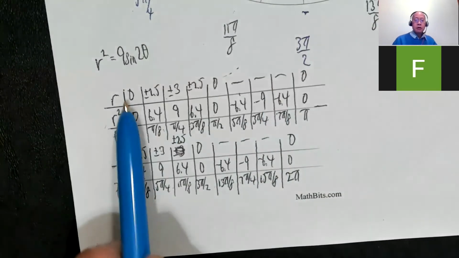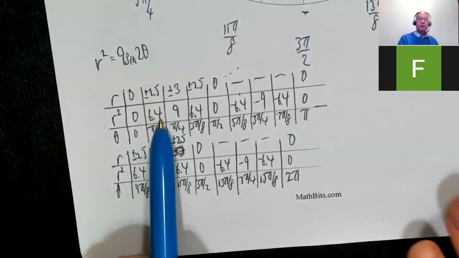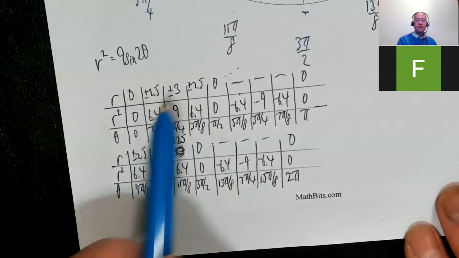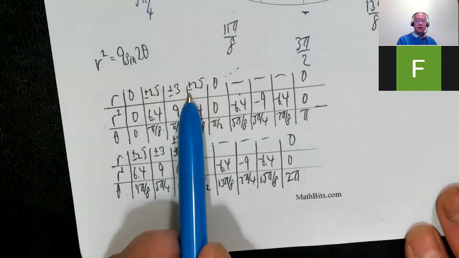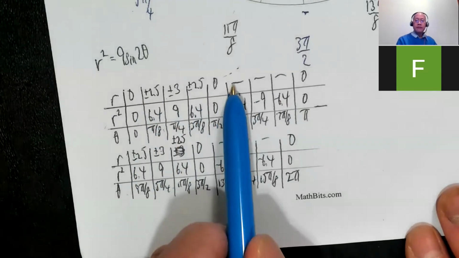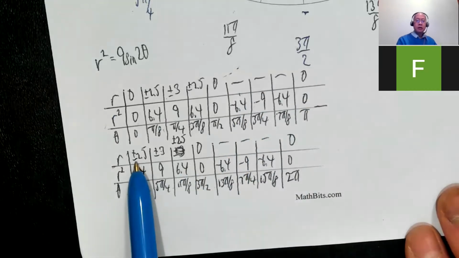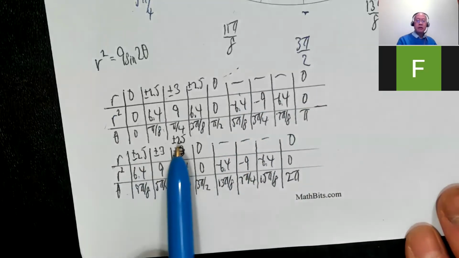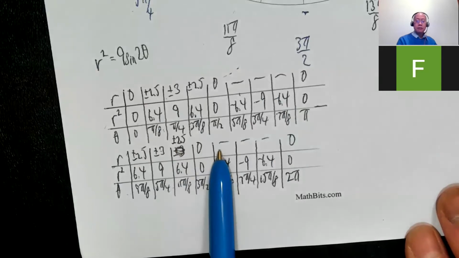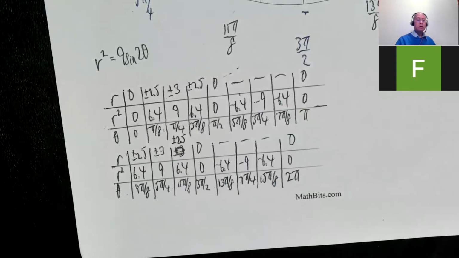Okay, so 0, plus or minus square root of 6.4 is about 2.5. So plus or minus 2.5, plus or minus 3, plus or minus 2.5, 0. The graph sleeps, sleeps, sleeps, and then 0. And copy here. Plus or minus 2.5, plus or minus 3, plus or minus 2.5, 0, blank, blank, blank, 0. And then we're ready for the graph.